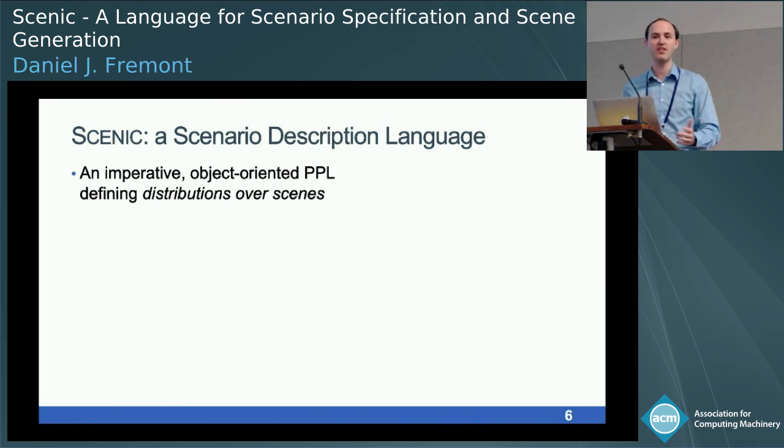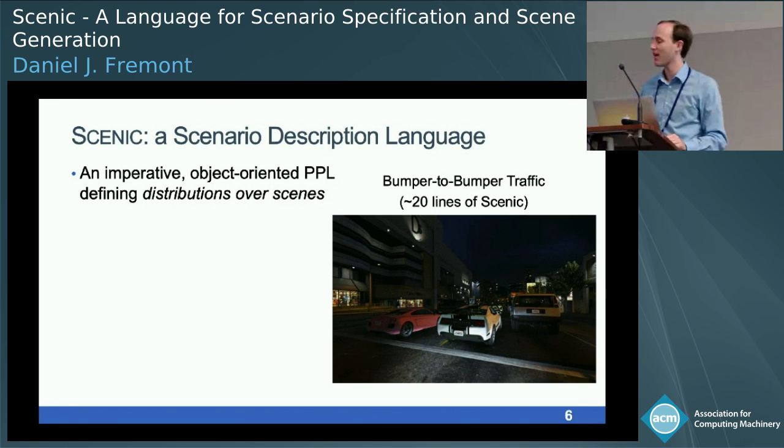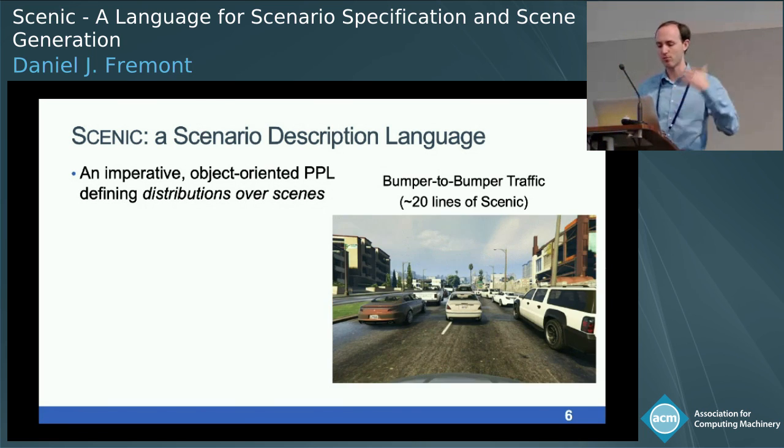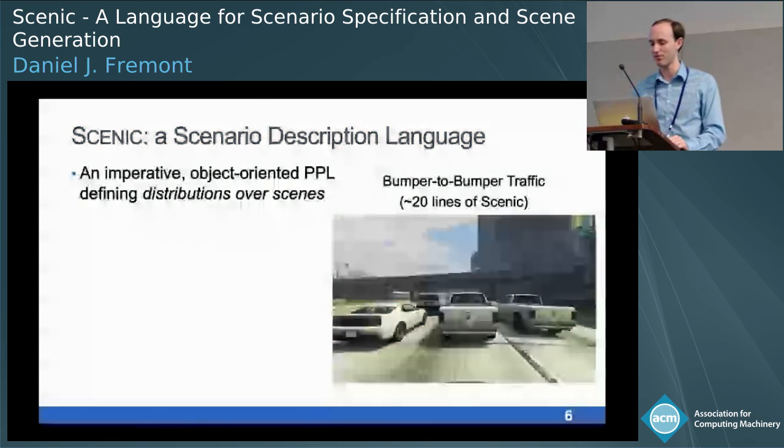So Scenic is an imperative, object-oriented probabilistic programming language defining distributions over scenes. For example, here's a Scenic program we wrote describing bumper-to-bumper traffic. And these are images rendered from 4 different samples from that same program. Scenic has a formal, precise semantics describing a probabilistic model that lets you encode the kind of vague scenarios like bumper-to-bumper traffic, make that precise, and then generate samples.